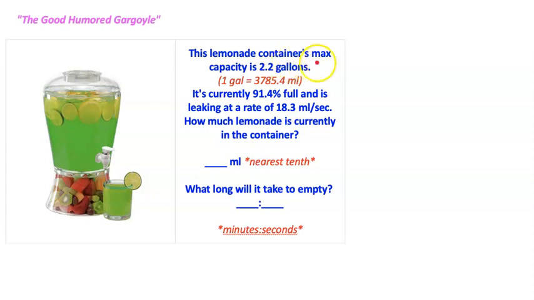This lemonade container's max capacity is 2.2 gallons. I'm going to write that down because I'm probably going to use that. 1 gallon is this many milliliters. It's currently 91.4% full and is leaking at a rate of 18.3 milliliters per second. How much lemonade is currently in the container?